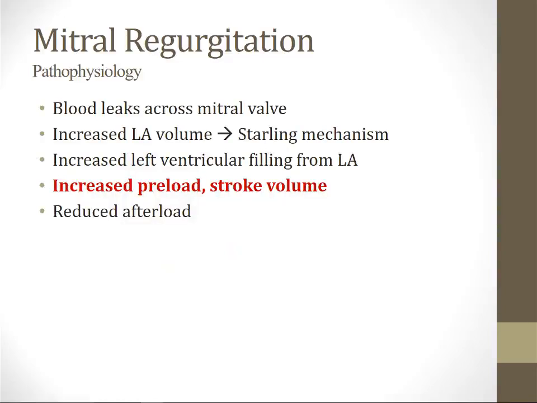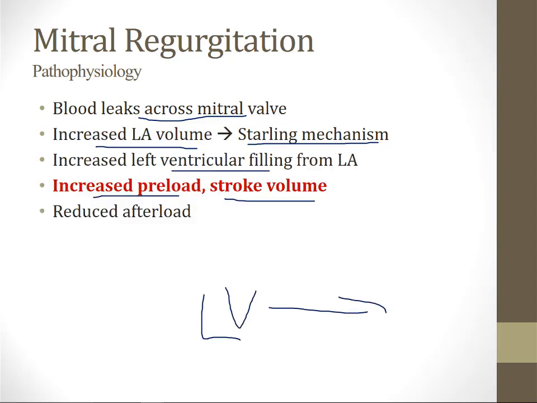Now let's move on to mitral regurgitation. In this condition, blood leaks across the mitral valve and fills the left atrium. This will raise the left atrial volume, and those myocytes in the left atrium will be stretched, and then via the Starling mechanism, they will pump more blood and increase the left ventricular filling from the left atrium. So if you understand this, it's easy to appreciate that the hallmark of mitral regurgitation is increased preload and increased stroke volume.